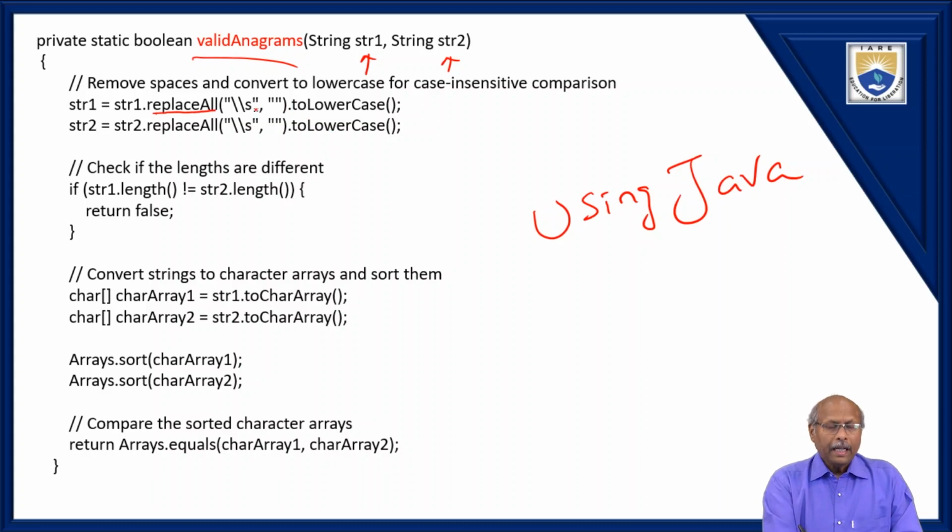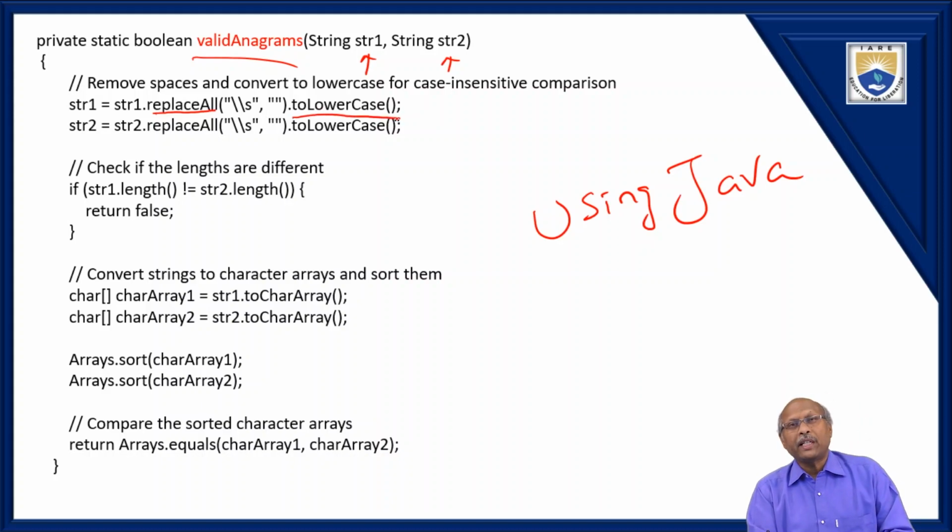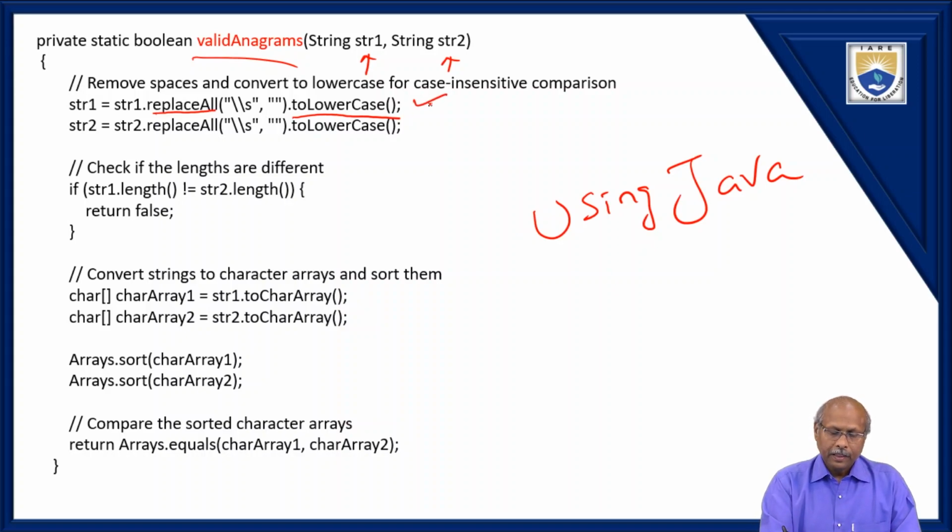After replacing all spaces with null, I will convert the data into lowercase. Why am I converting to lowercase? Because while giving some data, it may have some uppercase characters. So that's why I am converting to lowercase first. Similarly, for the second string also, I will replace all spaces, multiple spaces, with the null string. Then I will convert the data into lowercase.